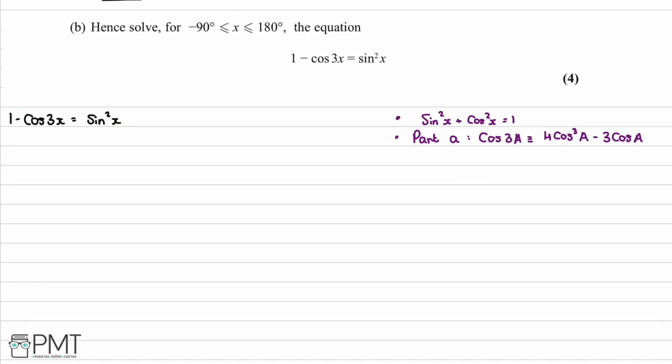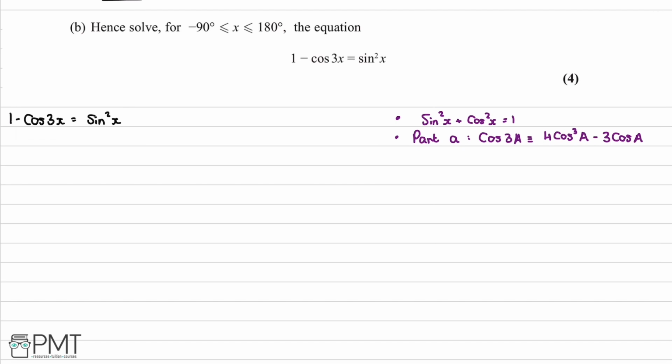So in this question, we're asked to solve for x between negative 90 degrees and 180 degrees, the equation 1 minus cos 3x equal to sine squared x. So we have our equation here, and we know that if we want to solve something like this, we must have everything in the same form. So that's either all the cos's or all the sines. So for our case, we're going to convert everything into cos.